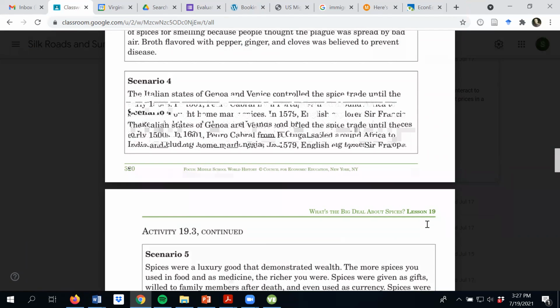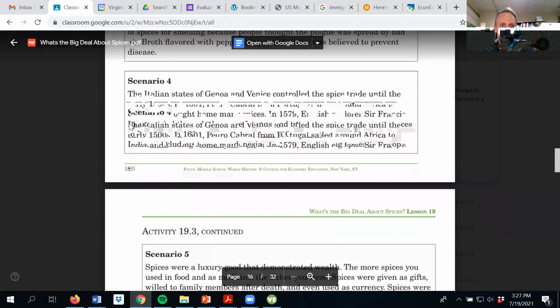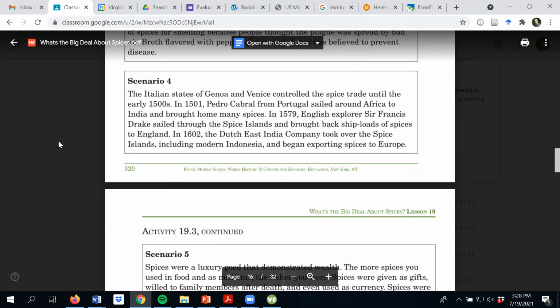All right. Scenario 4. Italian states of Genoa and Venice controlled the spice trade until the early 1500s. In 1501, Pedro Cabral of Portugal sailed around Africa to India and brought home many spices. In 1579, English explorer Sir Francis Drake sailed through the Spice Islands and brought back shiploads of spices to England. In 1602, the Dutch East India Company took over the Spice Islands, including modern Indonesia, and began exporting spices to Europe.